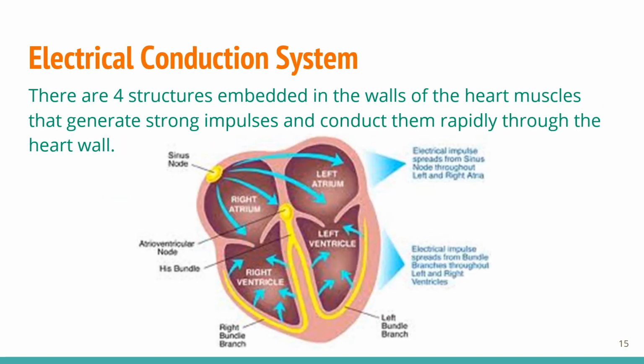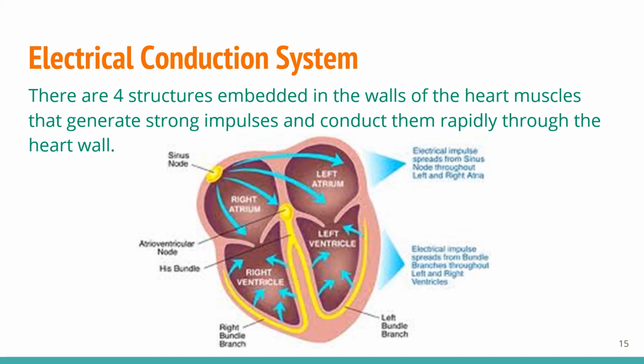All right. So this is what I was talking about here a little bit. We have these 4 different structures that are basically embedded in the walls of the heart muscles that help generate these impulses and conduct them rapidly through the heart wall muscles. You can see the SA node there, your sinus node. The little yellow thing on top is where, in a healthy heart, the impulse begins. The electrical impulse then spreads from the sinus node throughout the left and the right atria.